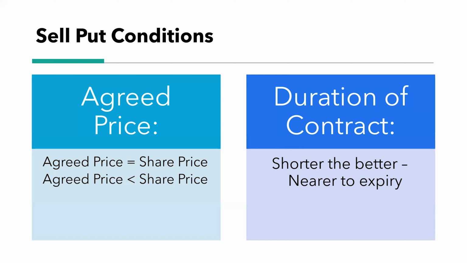So most of the time, you are obliged to buy the shares if the share price at expiry is lower than the agreed price, then you have to carry out the obligation. So most of the time we want the money to be in our pockets as soon as possible, so that we can reduce the duration of our obligation. The shorter the better. So that's why when I sell puts, I try to sell a shorter duration, or in technical terms, nearer to the expiry date of the contract.